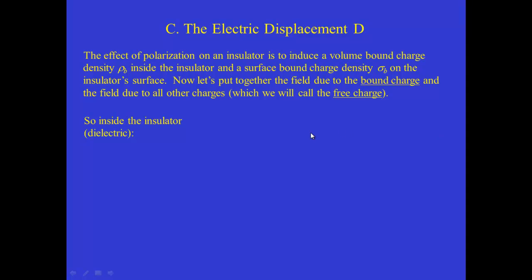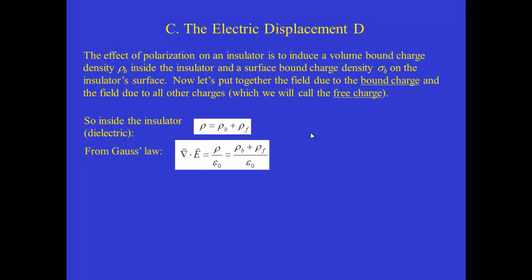So, as we do this, inside the dielectric, or the insulator, we will write down the total volume charge density as rho sub b plus rho sub f. Again, the bound charge density plus the free charge density. From Gauss's law, we can write down del dot E is equal to rho over epsilon. But now we substitute for rho, realizing that we've got these two possible kinds of volume charges.